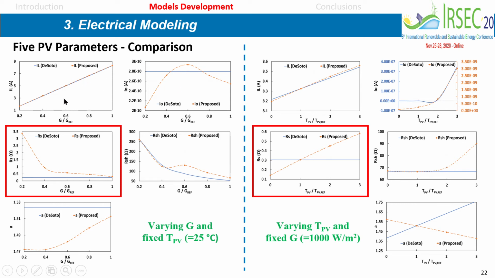As you can see, either for varying G and keeping the temperature constant, or varying temperature and keeping the G constant at 1000, in this case 1000 watt per square meter, and here for temperature fixed at 25. So let's look at 25. I think the photocurrent seems to be following the same trend as De Soto, but not the others. They are completely different.